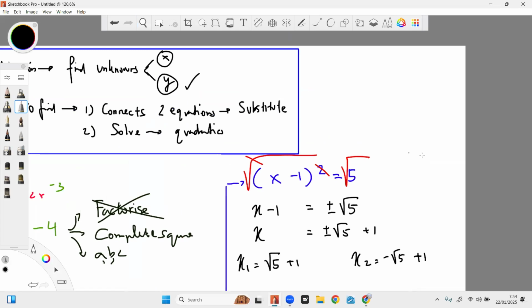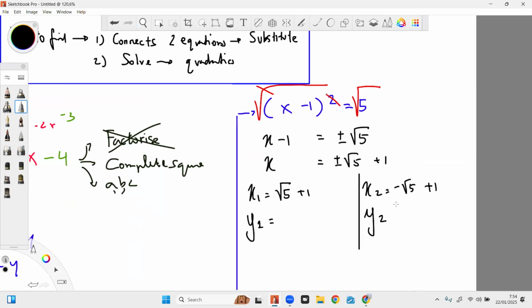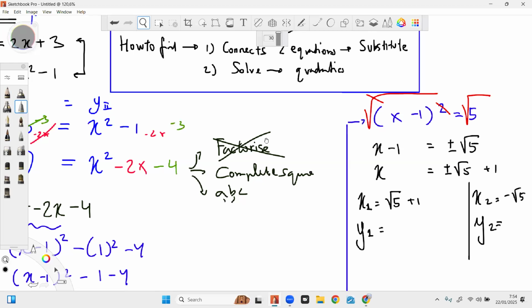Our objective is finding not only x but y, but we have two pairs of answers. So we need to get y1 and y2 from x2. y1 from x1, y2 from x2. How do you find y? You can go back to its system.